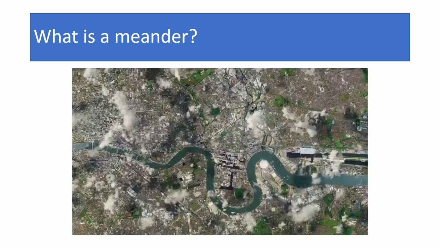Now, I've already said today that we're going to be doing meanders first of all, but how many of you actually know what a meander is? See if you can tell me now. So, a meander is a bend in a river.